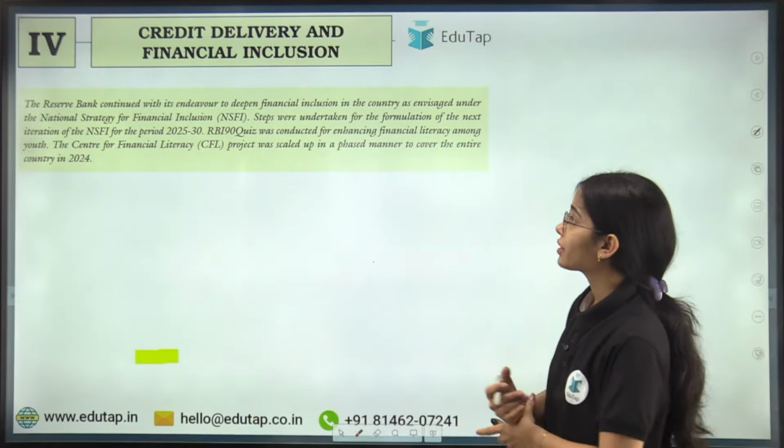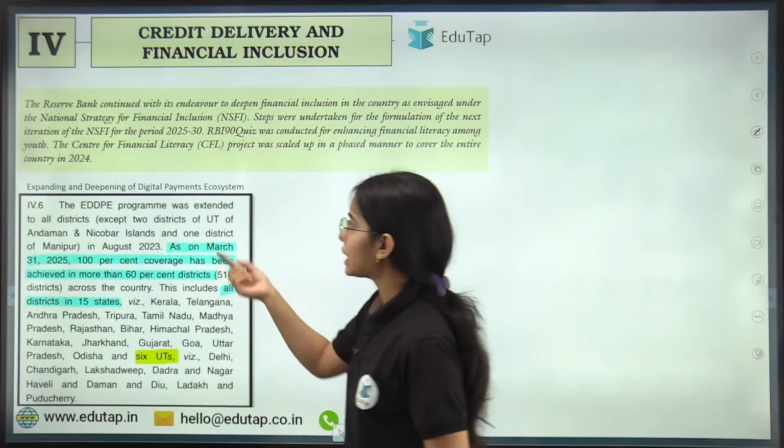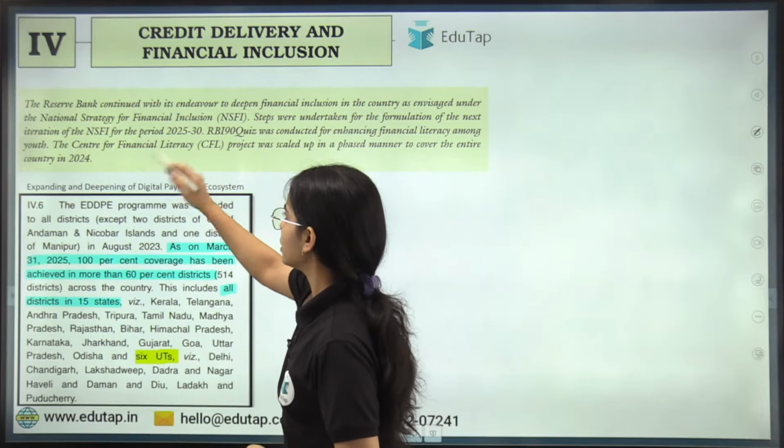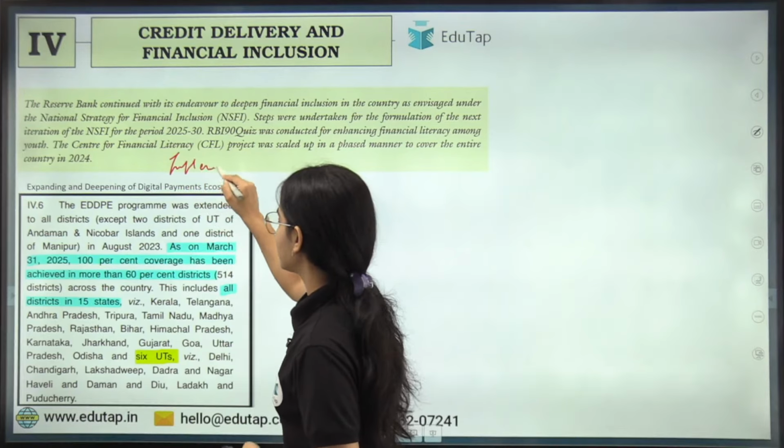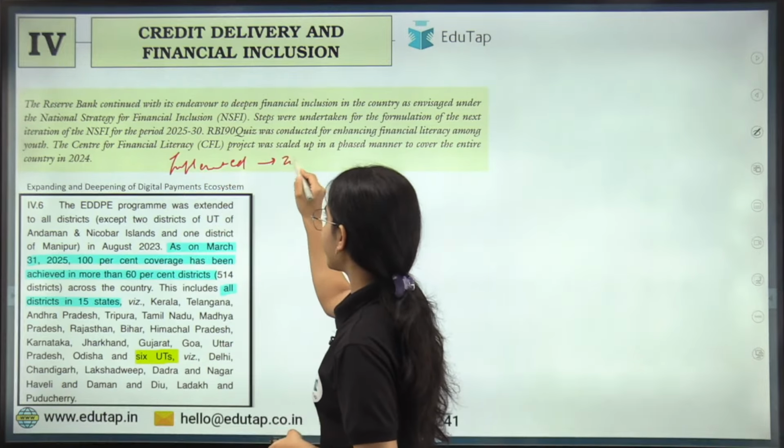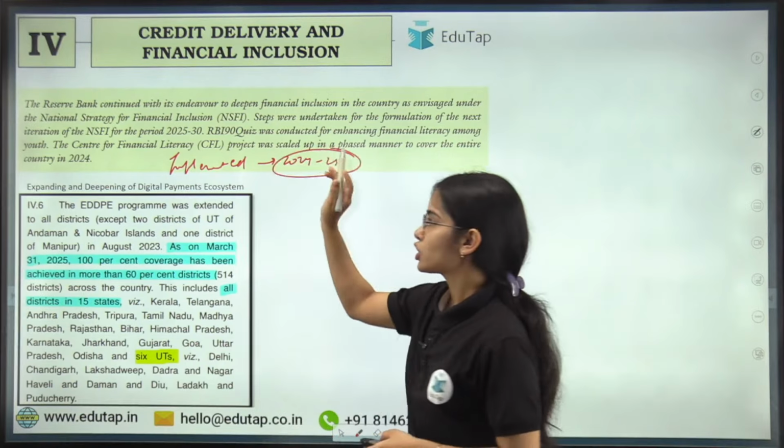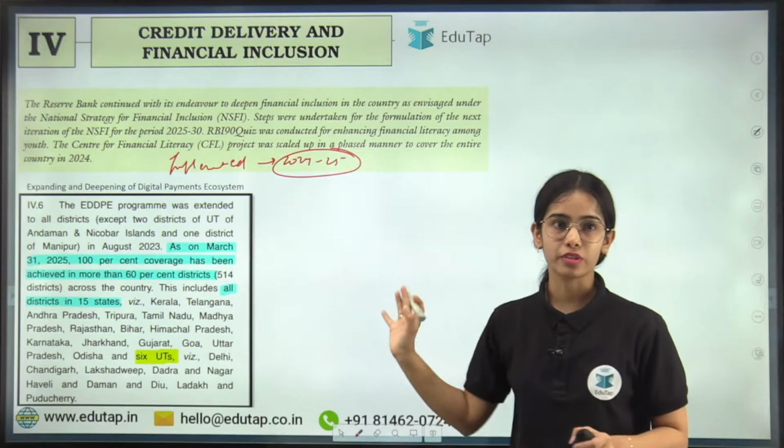Okay, next is credit delivery. Okay, so here you can see that there were various things that were implemented by the Reserve Bank of India in 2024-25. So this is the implementation status that we are first discussing.